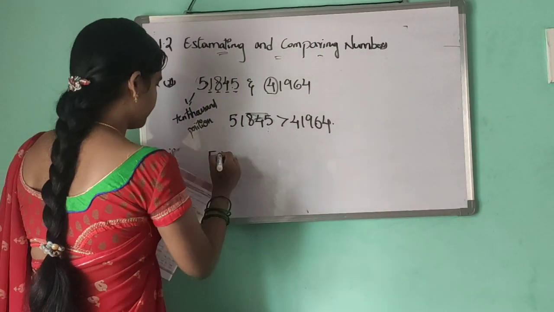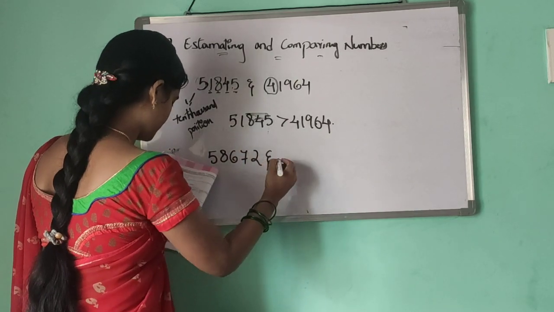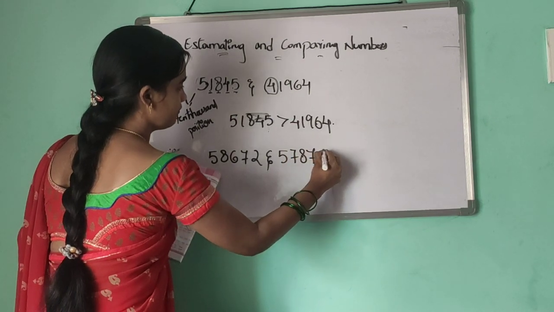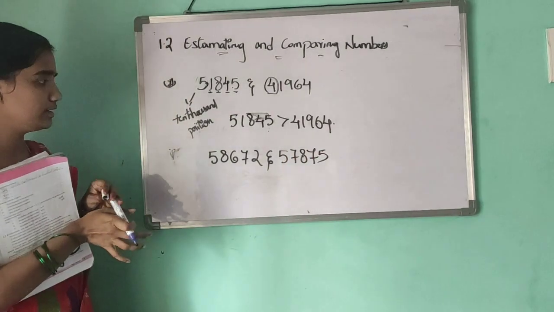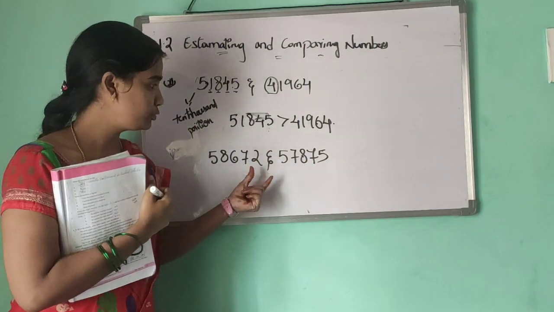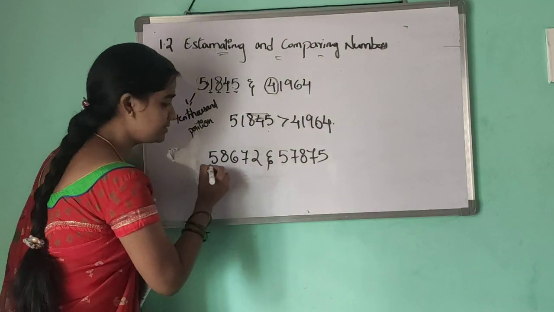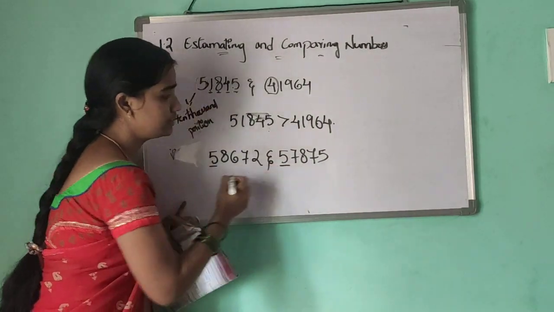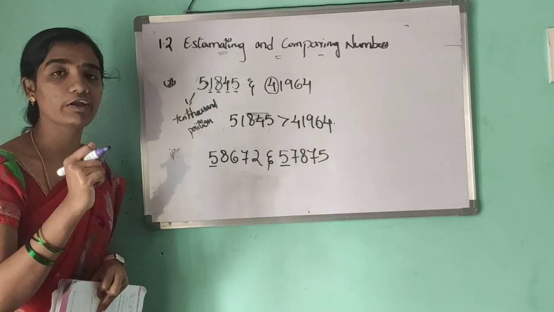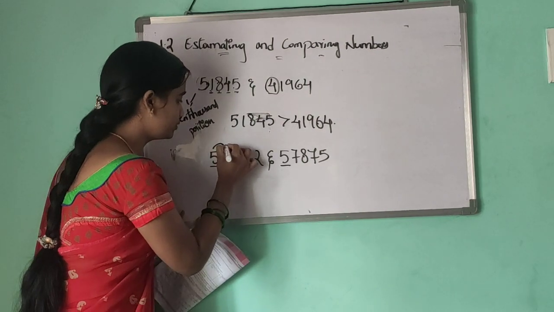In another method, for example, here I am taking another example: 58672 and 57875. In these two numbers also, how can we find which is the greater number? Here the 10,000 position is 5, and here also 5 is there. Both numbers have the same value in the 10,000 position. So how can we find? We have to move to the next number on the right side.